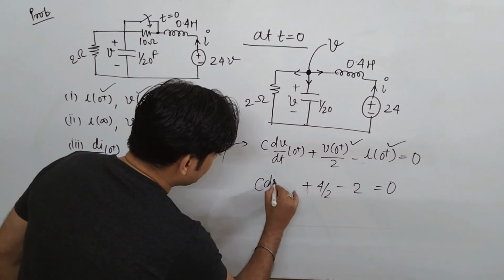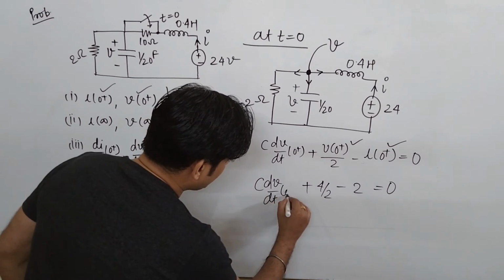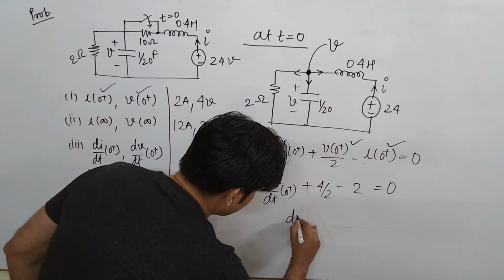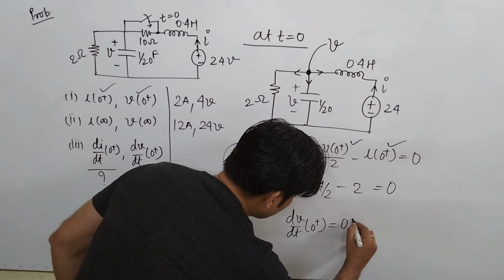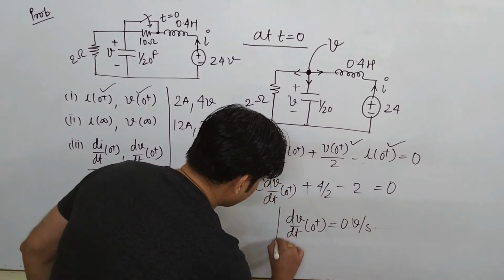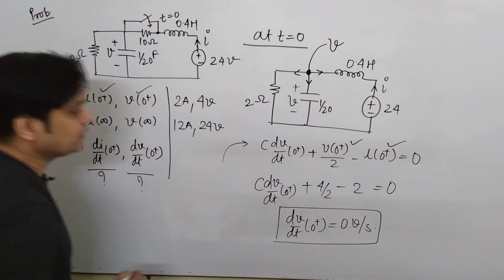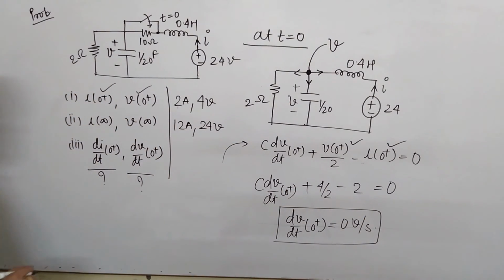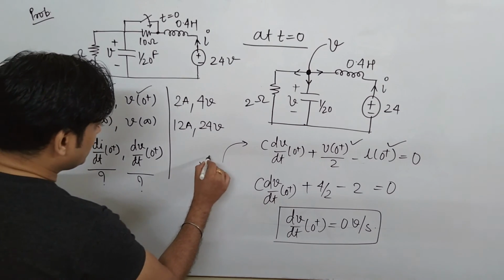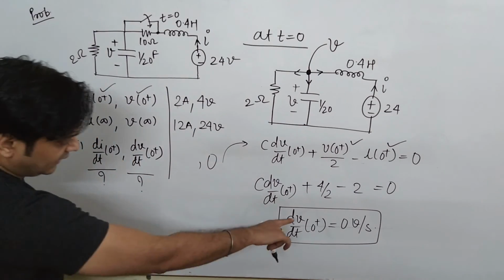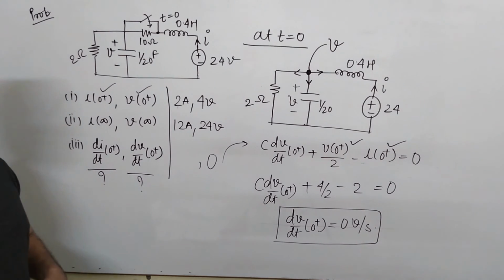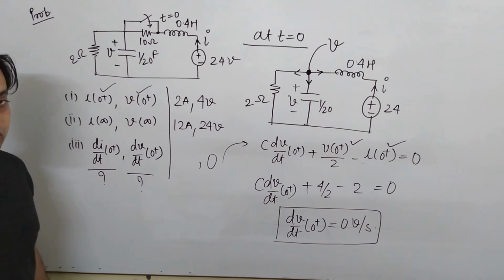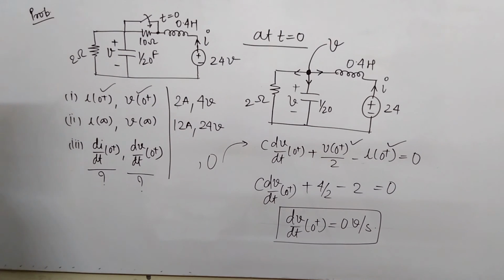And that is what? This is C dV/dt at 0 positive. So from here you can directly write dV/dt at 0 positive comes to be 0. It is volt per second, very important. Okay, so from here you have found the value of dV/dt at t equal to 0 positive, and this is the procedure you can find these values. Now our next task is to find the value of di/dt at 0 positive.